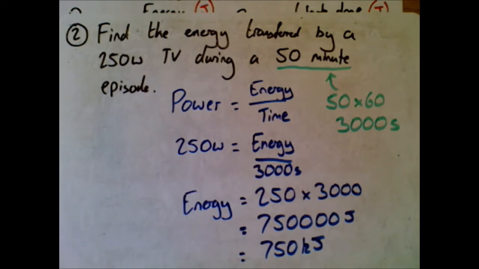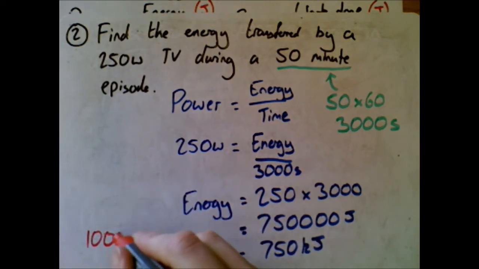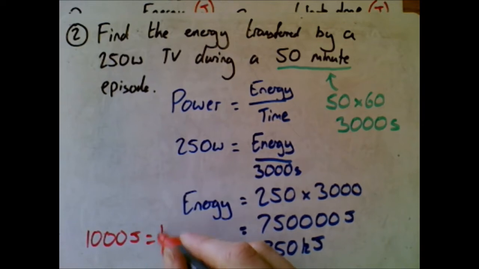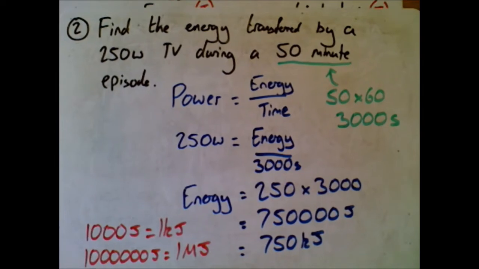Just remembering then, 1,000 joules is 1 kilojoule. I might just take this opportunity to remind you of that. I'll put it down here. 1,000 joules we call 1 kilojoule. And another common one here, 1 million joules, would be called 1 megajoule. They're worth learning. We will do some more on those as time goes on.